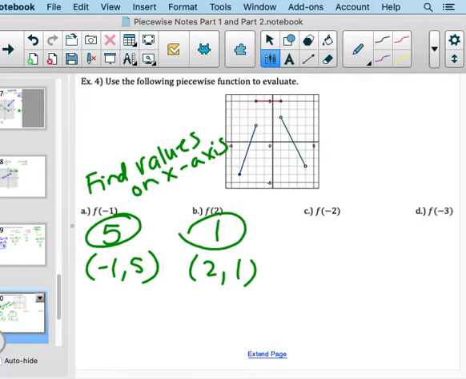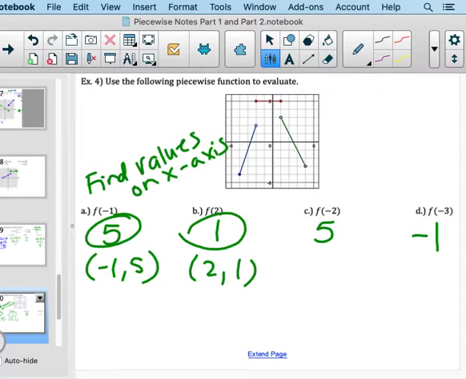Where does -2 exist at? At 5, right? Because this open circle doesn't count. Good. What about -3? Over to -3, 1, 2, 3. -1.